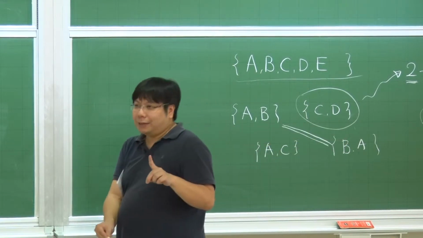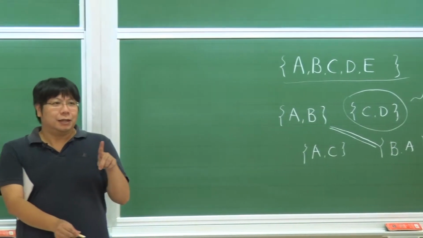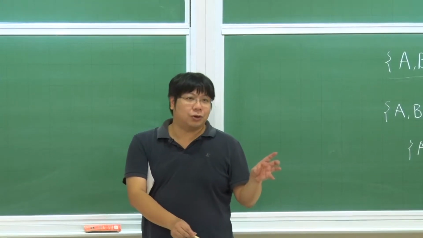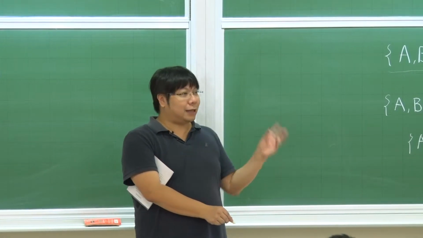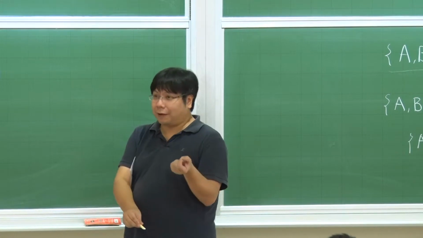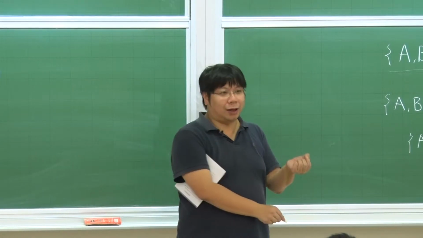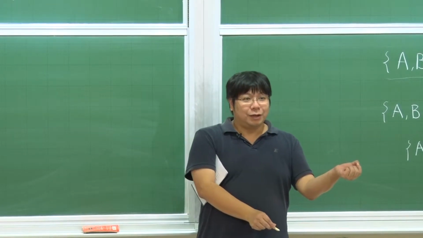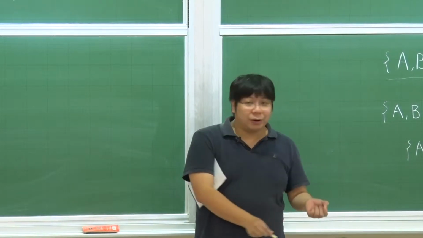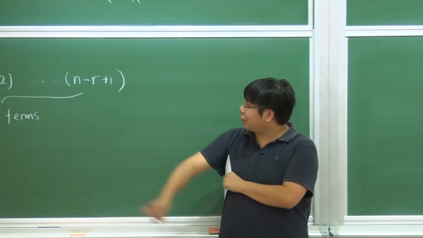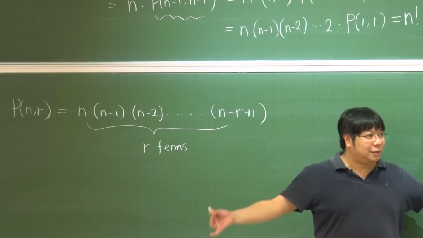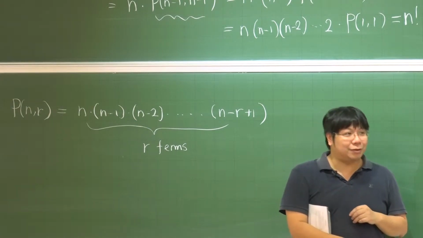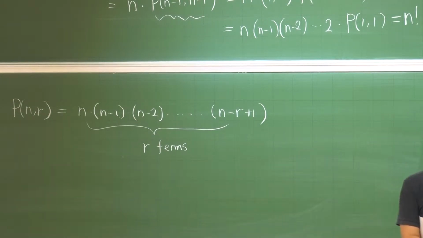So on the first day, you have N items to choose and to put into the first slot, so there are N choices. On the second day, you have N minus 1 items left, and then you want to put one into the second slot. So you have N minus 1 choices, and so on and so forth. So when you repeat this process up to R days, you have R terms here, then you are done, because we are only selecting R items altogether. Is that okay? So this is rule of product.